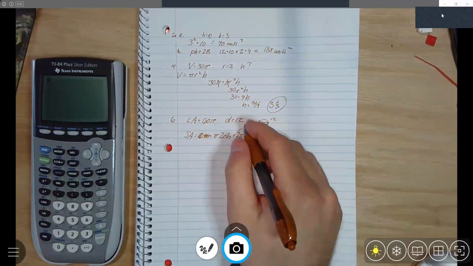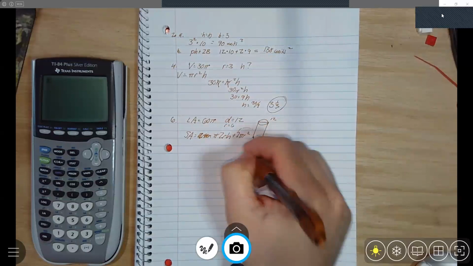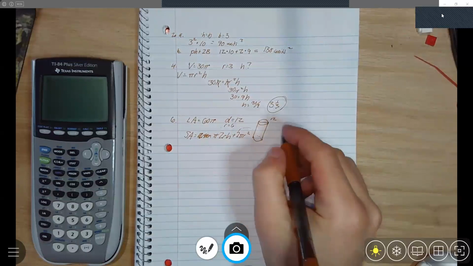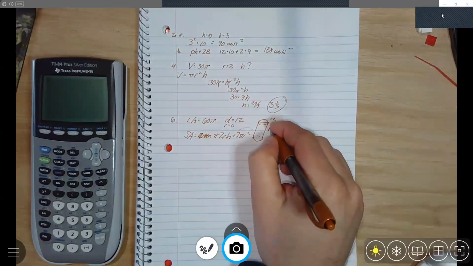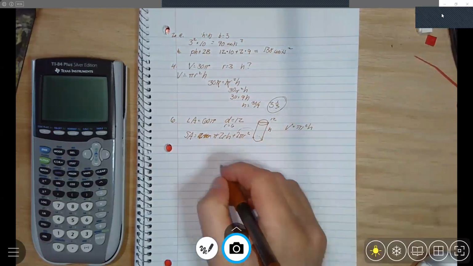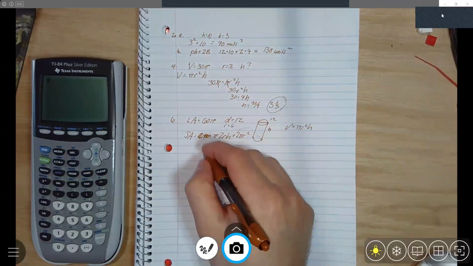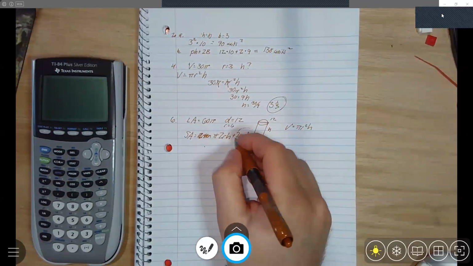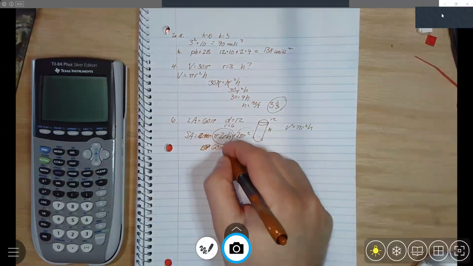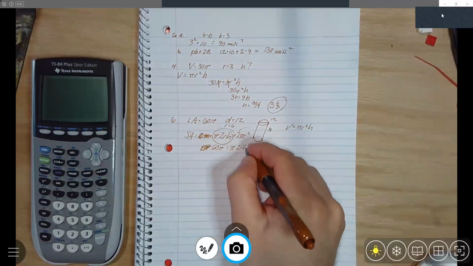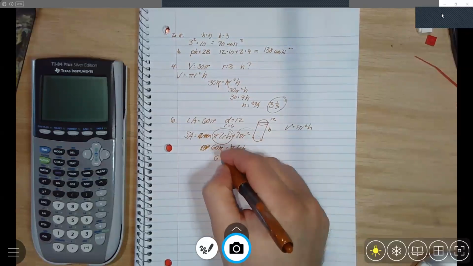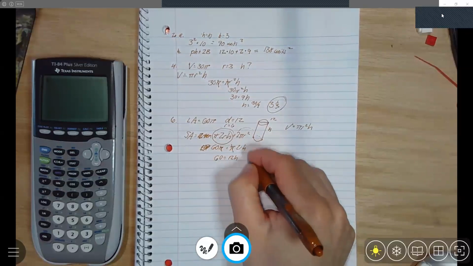So we know the diameter is 12, so the radius has to be 6. And we're asked to find the volume. So we need the height, because the volume is pi r squared h. So let's put in what we know. So we know the lateral area is 60 pi equals pi 2rh. So the pi's will cancel. We know the radius is 6, so 60 equals 12h, so h is 5.